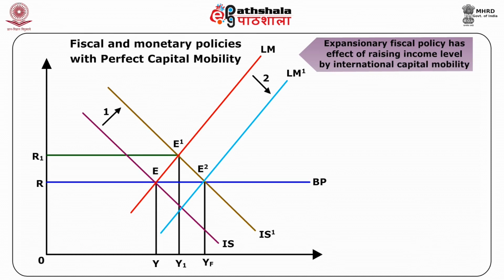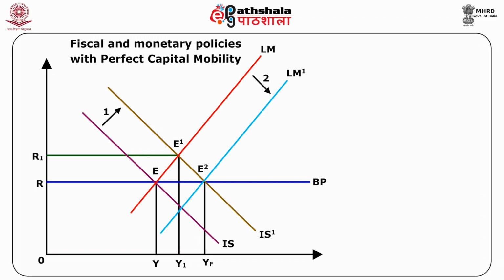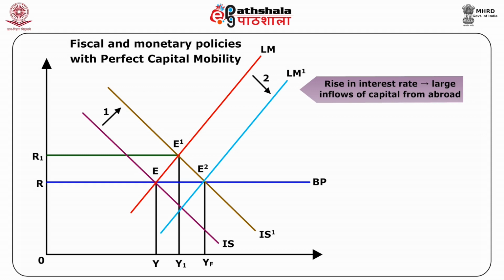The expansionary fiscal policy has the effect of raising the income level under international capital mobility, which is shown in the figure. Suppose the government expenditure is increased to achieve the full employment level of income OYF. This shifts the IS curve to the right to IS1, which intersects the LM curve at E1. This causes the interest rate to rise to OR1 and the income level to rise to OY1. The rise in interest rate leads to large inflows of capital from abroad.